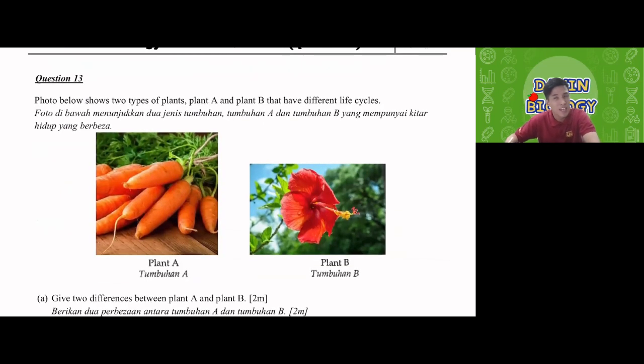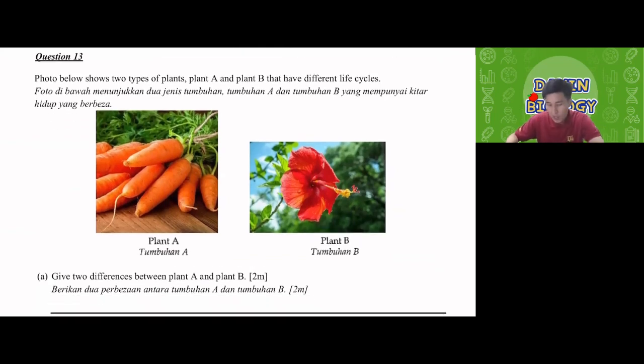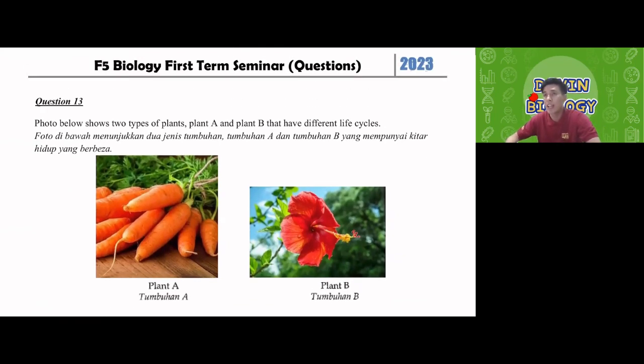Now, this question, we have a carrot and we have a hibiscus. First, what types of plant are they? So these are life cycle questions again. Biennial. Okay, A is biennial, right? Definitely. But what about B? B is the main one. This one we know already. In fact, we mentioned it earlier, right? Who can tell me what B is?